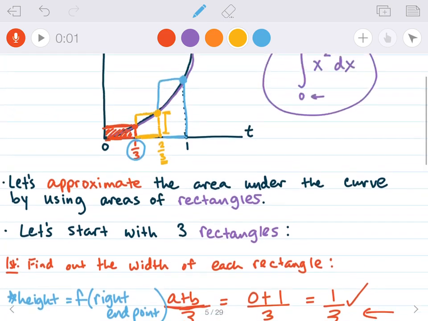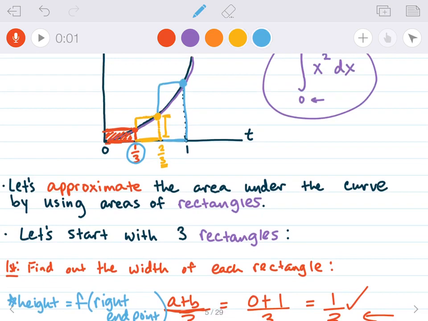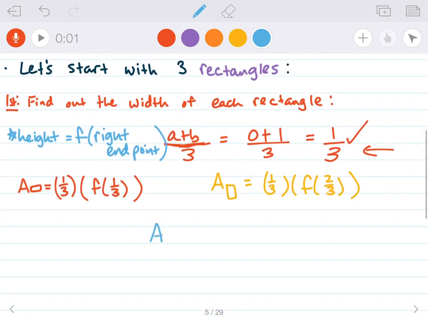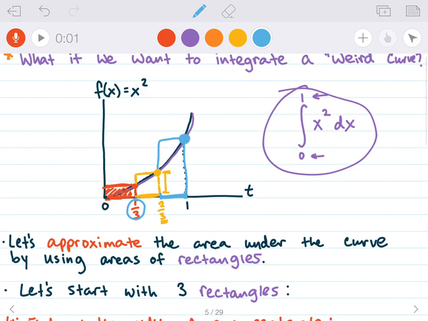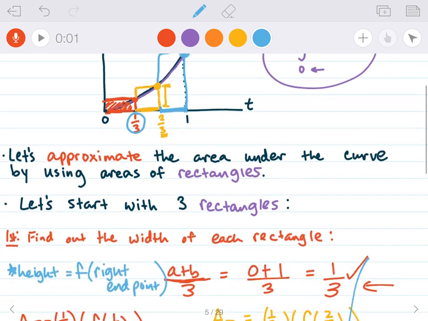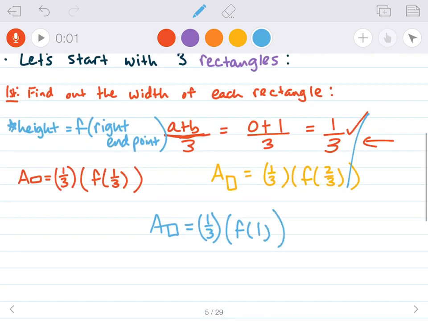All right. And finally, the area of the blue rectangle, again, it's going to have the same width of a third. That's how far 2/3 is from 1. So we got a third times f of, well, what's the height here? We're looking at the height when x is 1, right? So the height is going to be f of 1. And really think about that. Wrap your head around that. Why is that the case?